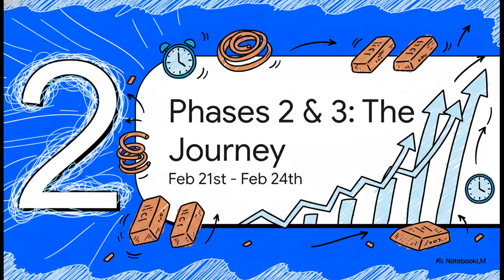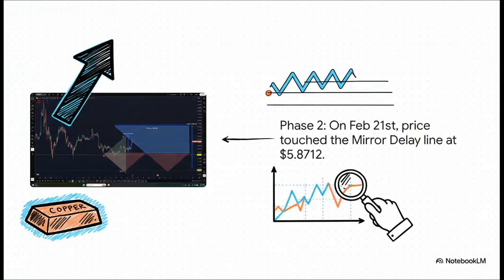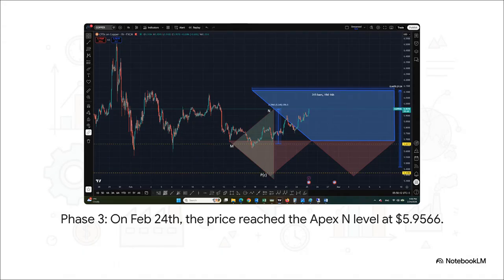We're going to see how the price of copper actually moved between February 21st and February 24th. So here we go, the first big event of Phase 2. On February 21st, you can see the price comes up and makes contact with the mirrored delay line, and that touch happens at a price of $5.8712. Then, just a couple of days later, the price keeps on moving. On February 24th, it climbs up and reaches the apex N level, right at $5.9566. And hitting that level signifies the end of Phase 3.